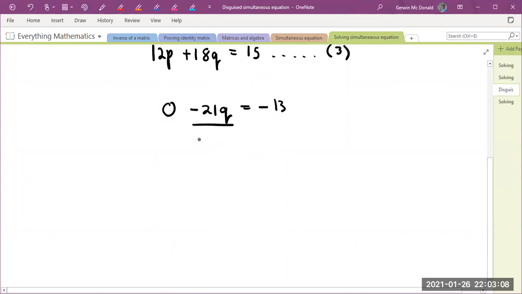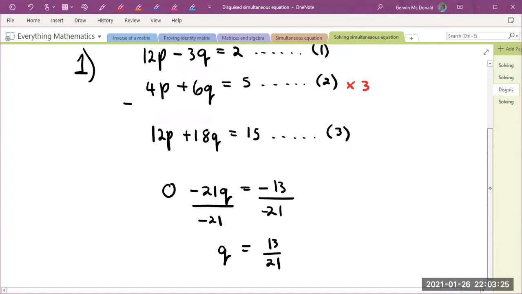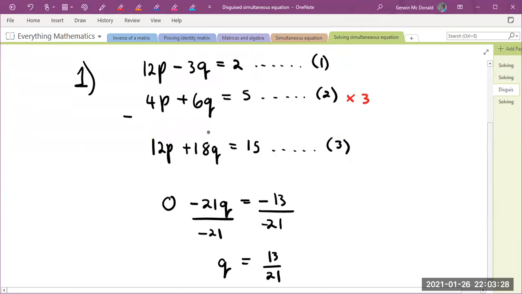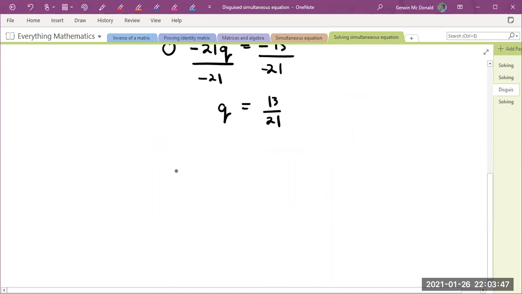So I divide here by negative 21, and I'll do the same thing on the other side, negative 21. So that will leave me with Q being equal to positive 13 over 21. And 13 being a prime number, there's no way that could break down any further. I just want to make sure that I did the right thing here. 2 minus 15 is indeed negative 13. And negative 3 minus negative 18, the minus here will take precedence, so yeah, it's 21. So Q is equal to 13 over 21.